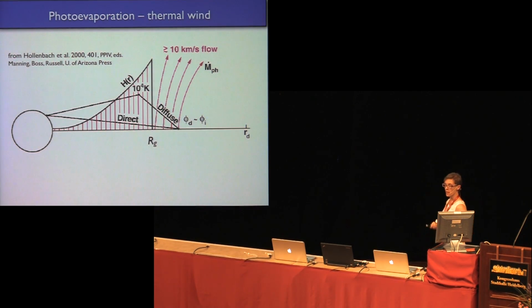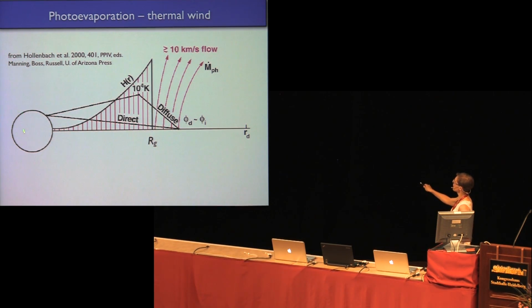So that's why photoevaporation has been suggested as a possible mechanism. And here, this is a schematic view of photoevaporation from a previous Protostars and Planets chapter. And I want just to tell you what the mechanism is about.